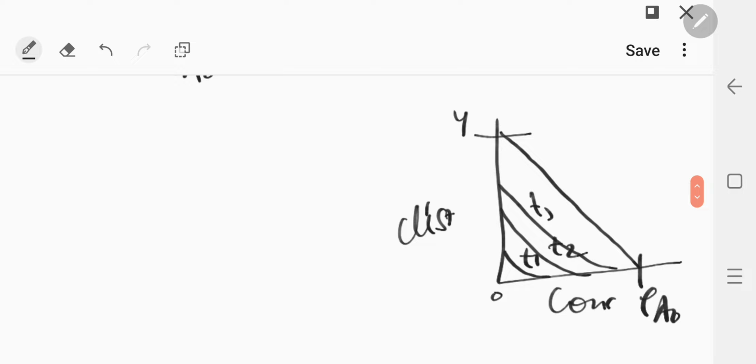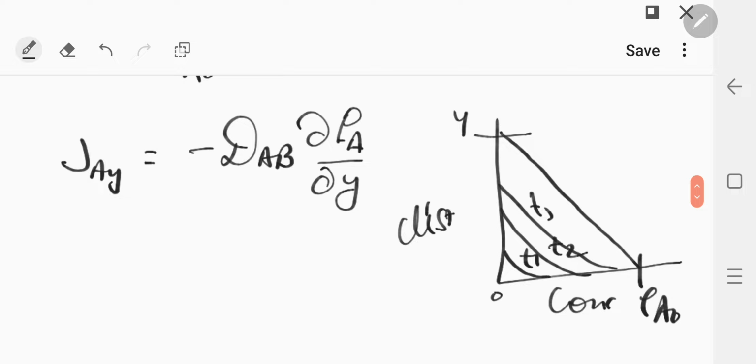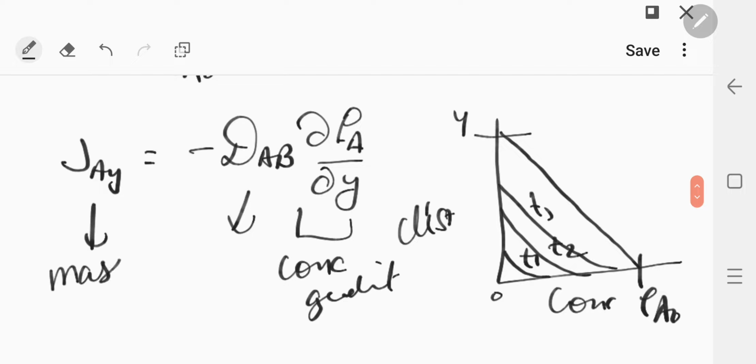So we can say that jA, that is the mass flux, is minus DAB del rho A by del y, where DAB represents the diffusion coefficient of A in B, that is the binary diffusion coefficient, and this is your concentration gradient, and this is your mass flux at a molecular level.